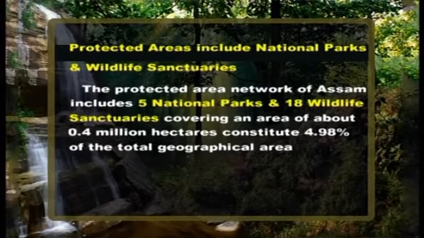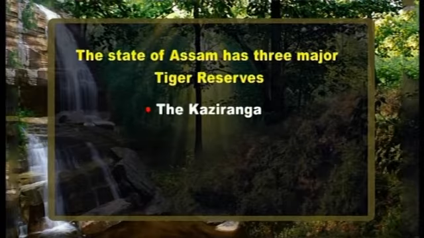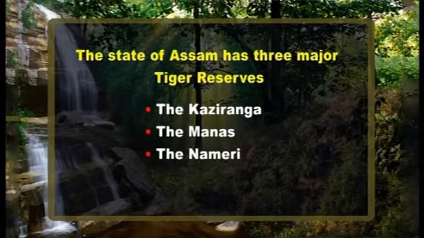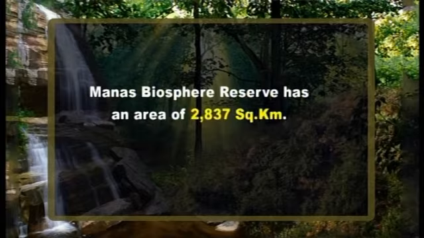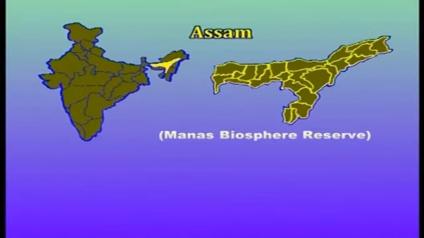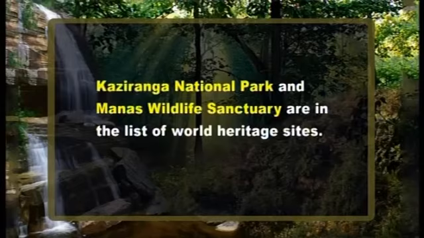The state of Assam has 3 major tiger reserves. They are the Kaziranga, the Manas, and the Nameri. Manas Biosphere Reserve has an area of 2,837 square kilometers. It is spread over Kokrajhar, Bongaigaon, Barpeta, Nalbari, Kamrup, and Darang districts of the state of Assam. The Kaziranga National Park and Manas Wildlife Sanctuary are in the list of World Heritage Sites.